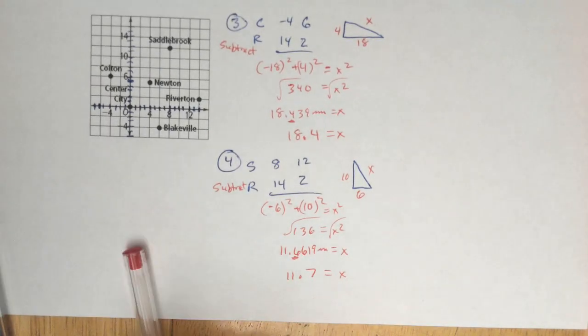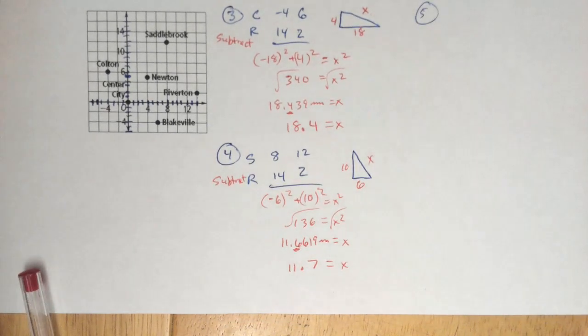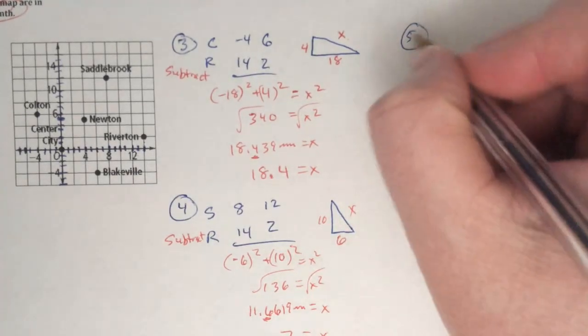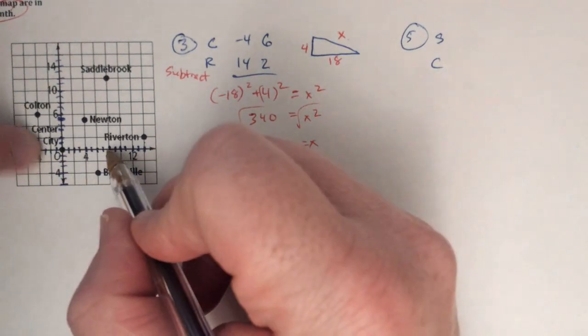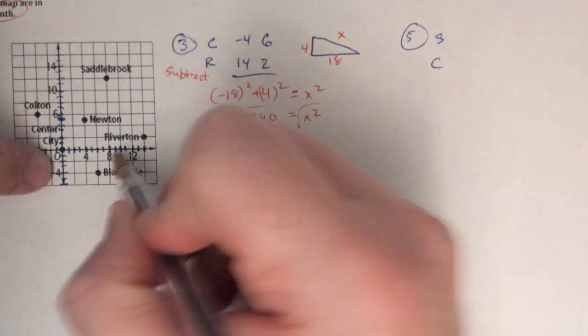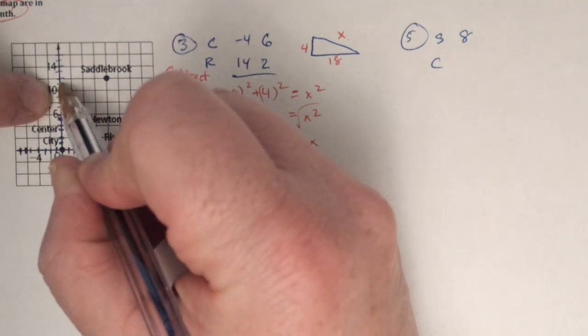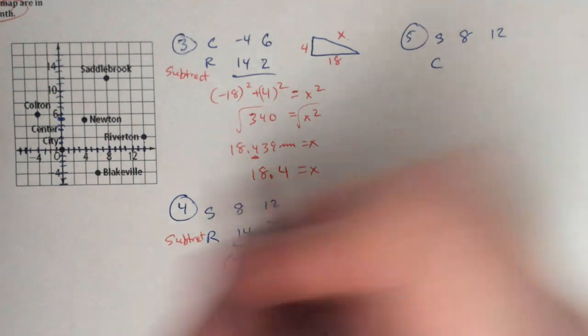Okay, so on this one, number 5. All right, so number 5, they wanted Saddlebrook and Colton. All right, so Saddlebrook, that is 8, and that's over 8. And then for Saddlebrook, we go 10, 11, 12. All right, Colton is right here.